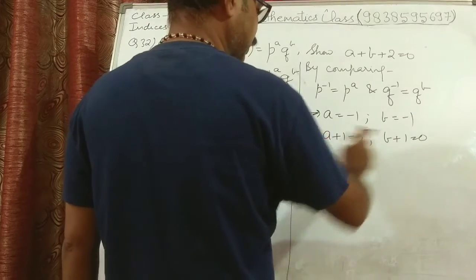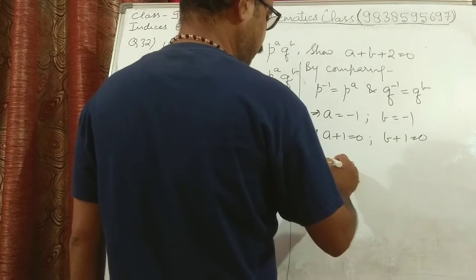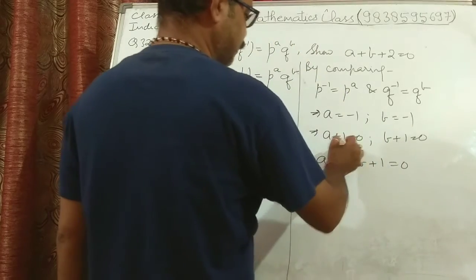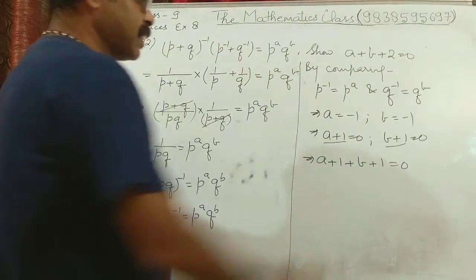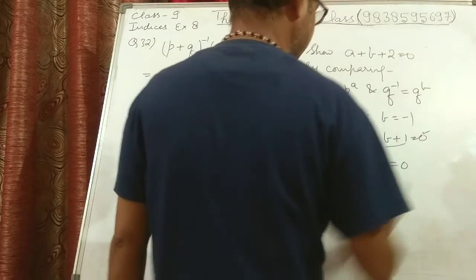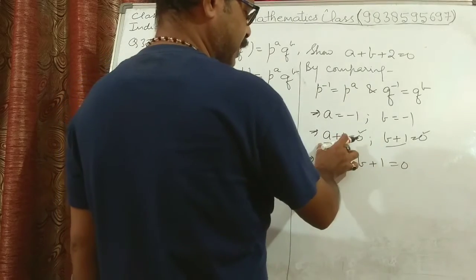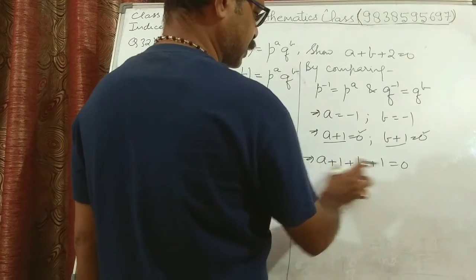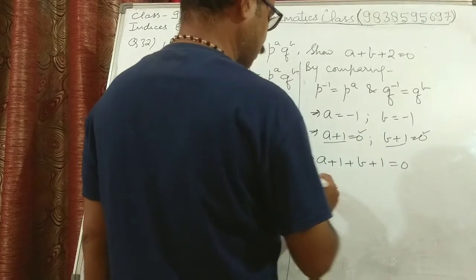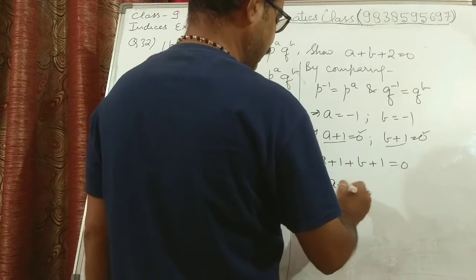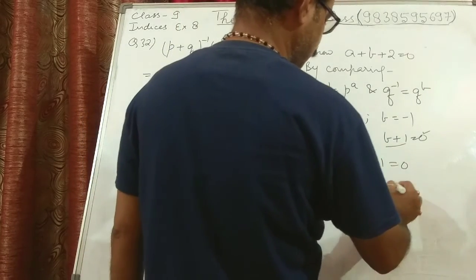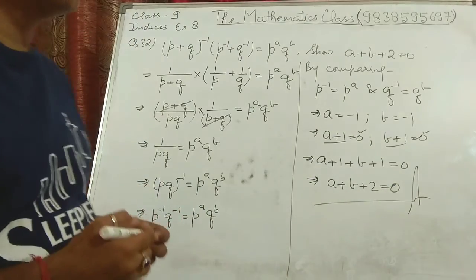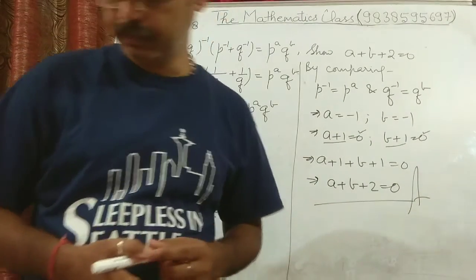When you add these two expressions, you will get a plus 1 plus b plus 1 is equal to 0. Left hand side will be added to left hand side and right hand side will be added to right hand side. So a plus 1, left hand side of first, plus b plus 1, left hand side of second. So this will come a plus 1 plus b plus 1, and 0 and 0 make 0. So finally it can be a plus b plus 2 is equal to 0. That is the final value, or that has been proved.